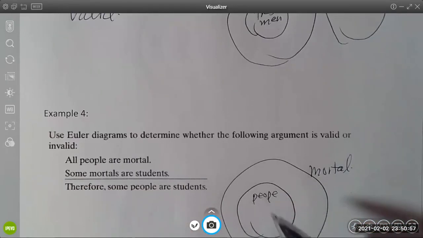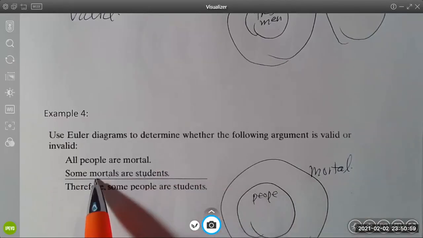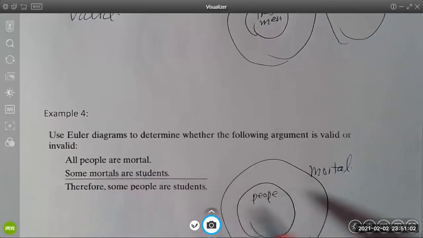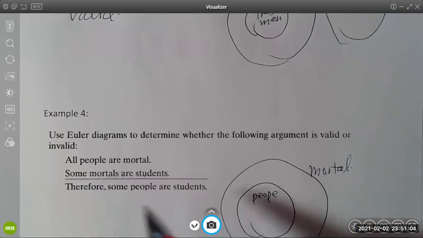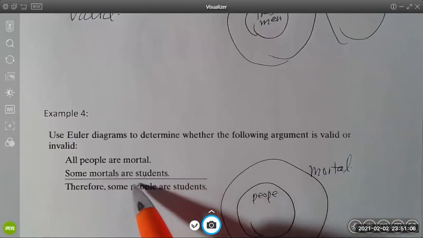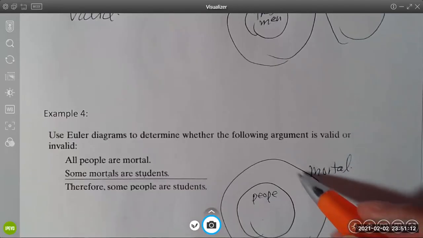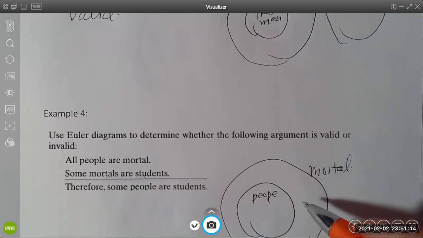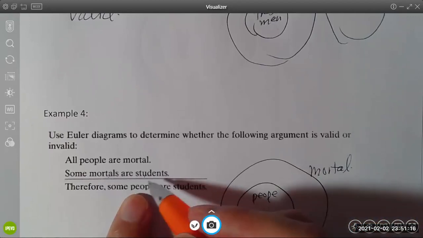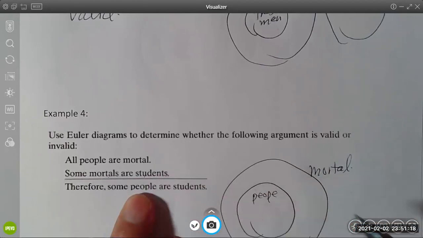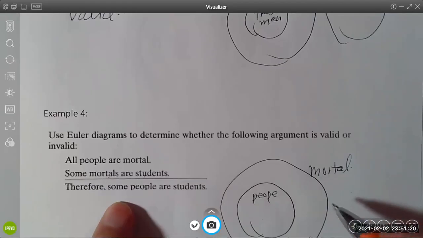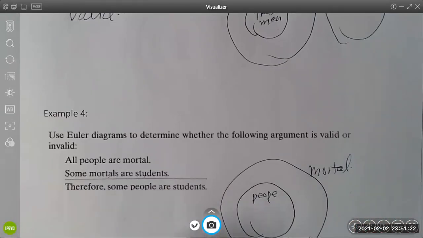That means some A are B, right? They overlap. So some mortals, that means this bigger circle is going to be partially overlapped with student circle. Now let's say there are different ways to draw that. As long as this mortal circle overlaps with student circle, then I'm good in terms of drawing the second premise, right? I'm going to draw it in a different way. I can use a different color to see if we can get same conclusion.